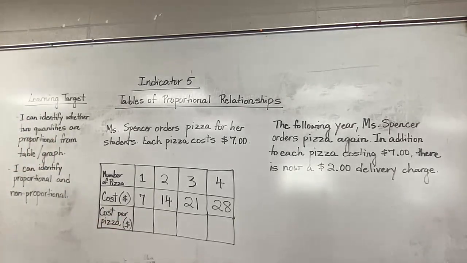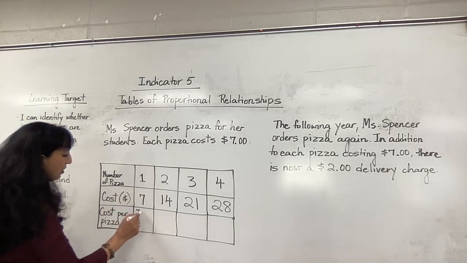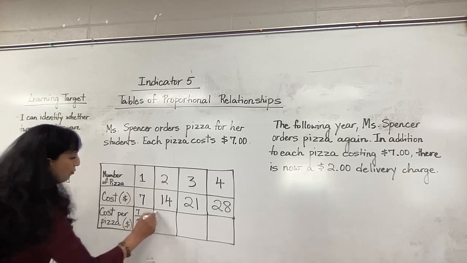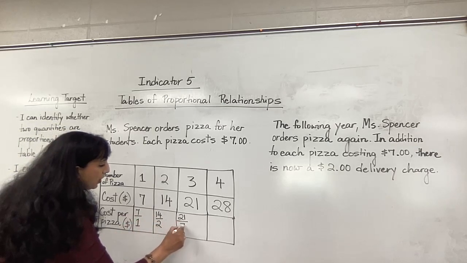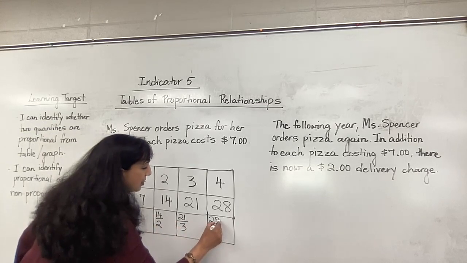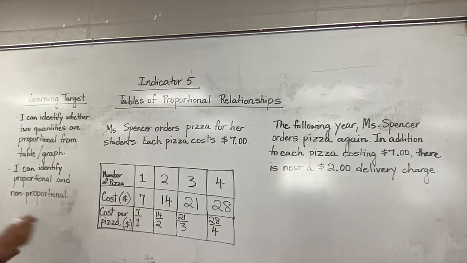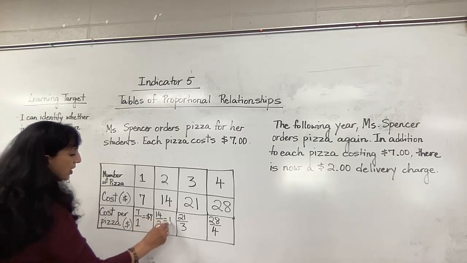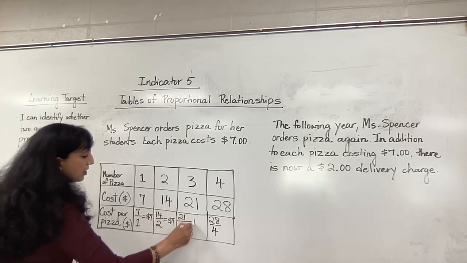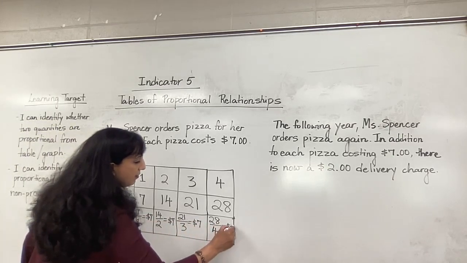For cost per pizza, I am taking the cost divided by how many pizzas. So 7 over 1, 14 over 2, 21 over 3, 28 over 4. And then I put it into the simplest form, which is what? The cost is $7 here. The cost is again $7. Again $7. And again $7.